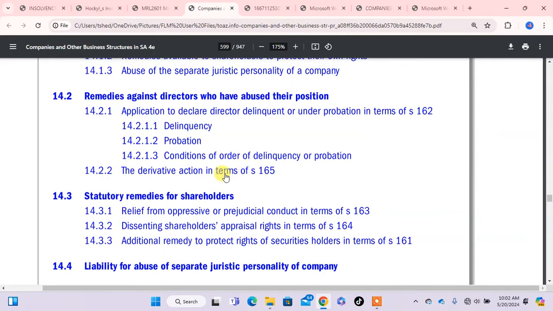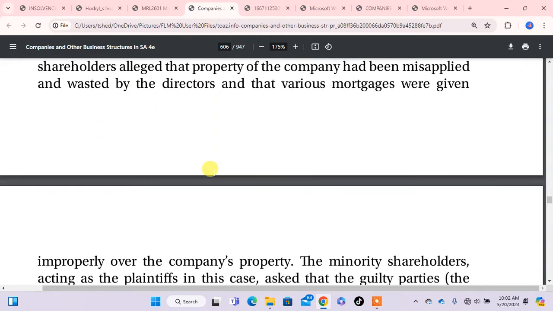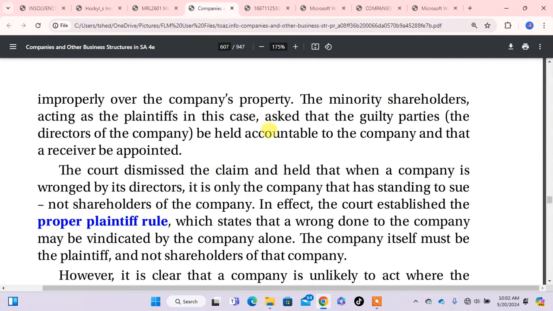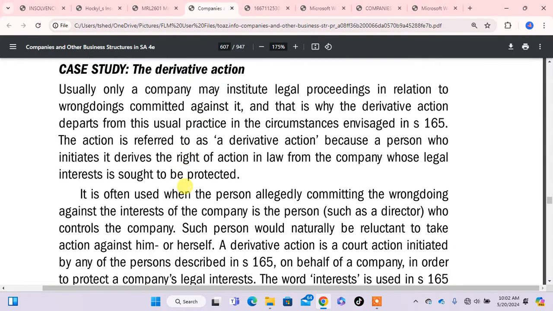Let's check what it says in a summarized way. Derivative action. It was decided in the case of Fox versus Harbottle. In the case, two minority shareholders alleged that the property of the company had been applied and wasted by the directors, and that various mortgages were given improperly over the company's property. The minority shareholders, acting as the plaintiffs in this case, asked that the guilty parties be held accountable. The court dismissed the action.